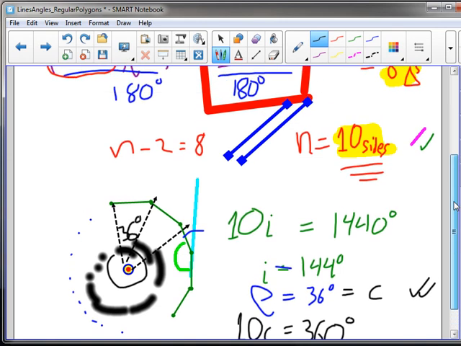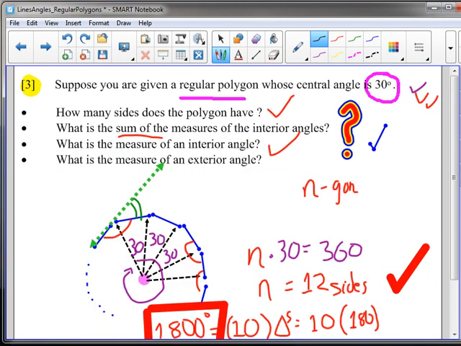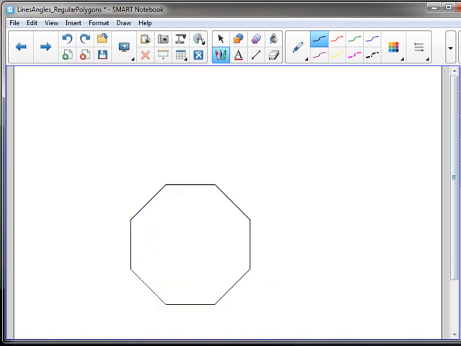So that's the summary of everything we've done in the past week. We know a lot about central angles, interior angles, the sum of the interior angles, and exterior angles. It's quite a bit for something people think is basic, but hey, regular polygons, awesome.